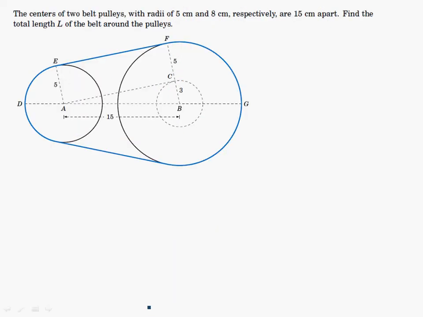Okay. Next one then. So we have two belt pulleys. They give us the radii for both of them. So one is 5, one is 8, 15 centimeters apart in the centers, and we need to find the total length of the belt around the pulleys. Now they already gave us the first hint. This may not be given in a word problem.